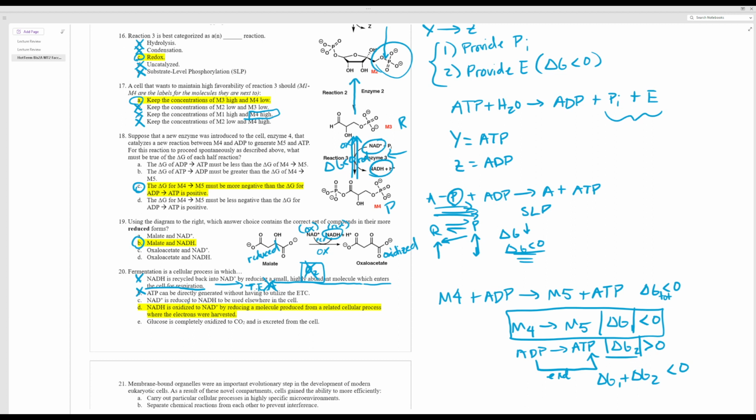C, NAD plus is reduced to NADH to be used elsewhere in the cell. Nope, that's the exact opposite of what fermentation does. D, NADH is oxidized to NAD plus by reducing a molecule produced from a related cellular process where the electrons were harvested. Well, let's see, a related cellular process where the electrons were harvested, that's referring to glycolysis. And NADH is oxidized to NAD plus by reducing a molecule produced from that related cellular process. That's referring to pyruvate.